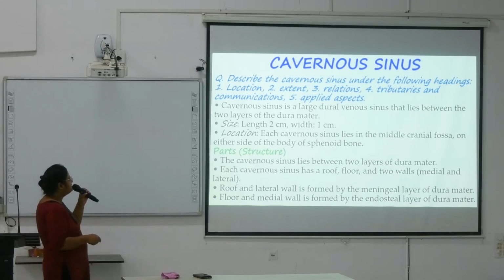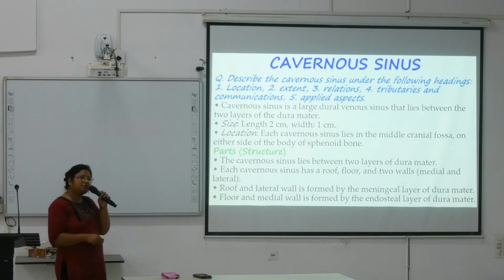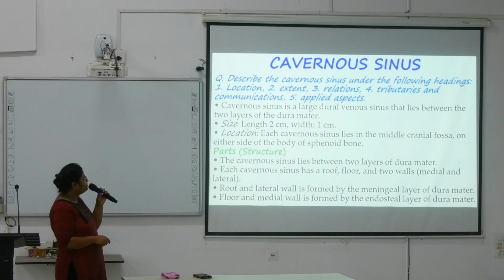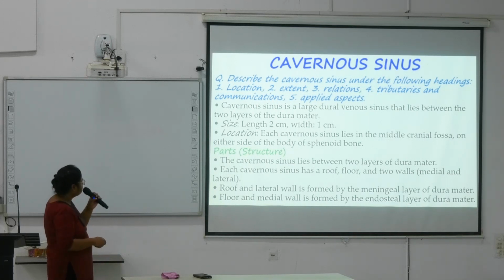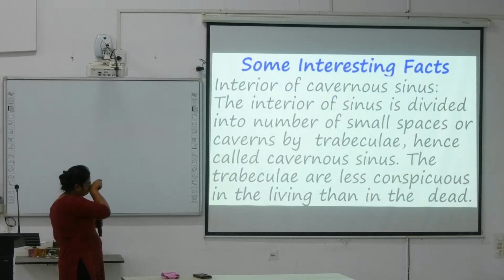The cavernous sinus lies between the two layers of dura. Each cavernous sinus has a roof, one floor and two walls, medial wall and lateral wall. Roof and lateral wall are formed by the meningeal layer of dura, and floor and medial wall are formed by the endosteal layer of the dura. Next.